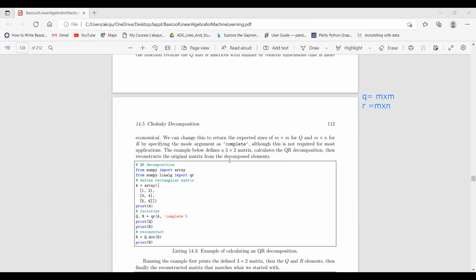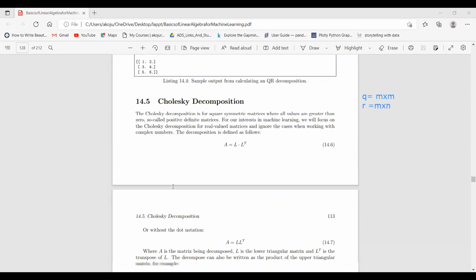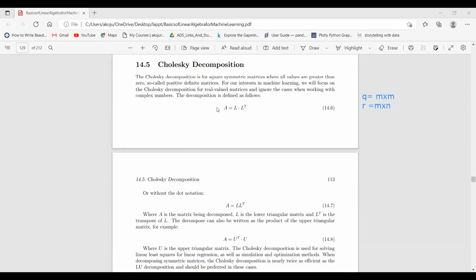So we can do the same thing with the help of NumPy. We can go for a QR decomposition. Next, we have Cholesky decomposition. This is for square symmetric matrices where all the values are greater than 0. So if you have any given matrix and all the values are positive, greater than 0, then only Cholesky decomposition is possible.